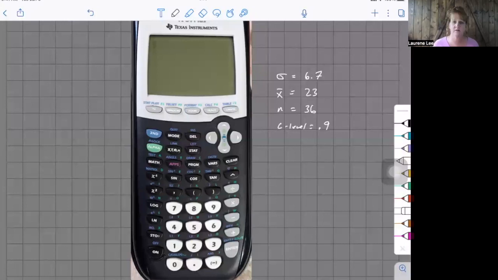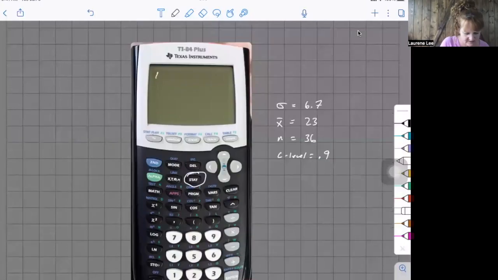On the TI, you're also going to be in a new interval. So you're going to go in here to stat. And when you hit stat, you get a list. It says edit, calc, and tests over the top. And you're going to select tests. And you are going to go down to, on my calculator, it's option number 7 down here. It's called Z interval. All right, so you select that and a screen will pop up.